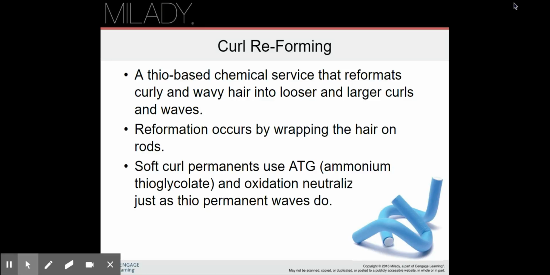So, curl reforming is a thio-based chemical service that reformats curly and wavy hair into looser and larger curls and waves. This reformation occurs by wrapping the hair on rods. Soft curl permanents use ATG, ammonium thioglycolate, and an oxidation neutralizer, just as thio permanent waves do.